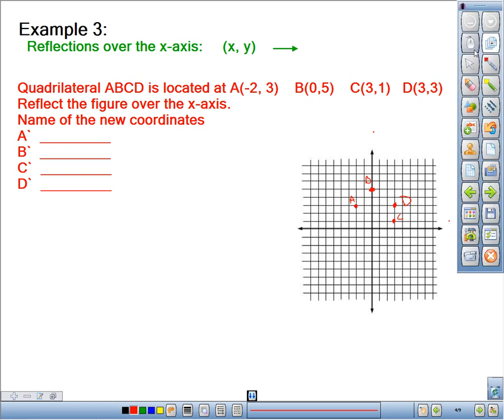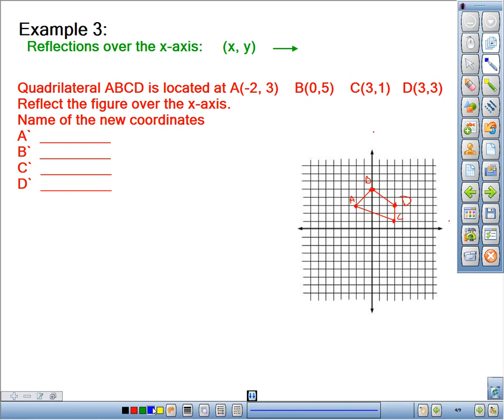So, let's go ahead and play connect the dots. Let's see. Get this drawn in. There we go. And there's our quadrilateral. All right. So we're going to reflect this over the x-axis.